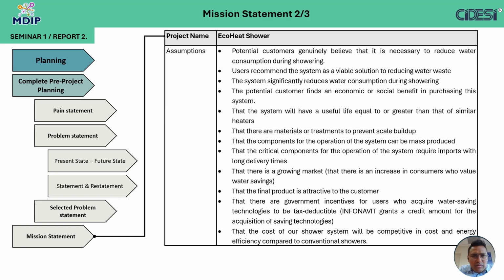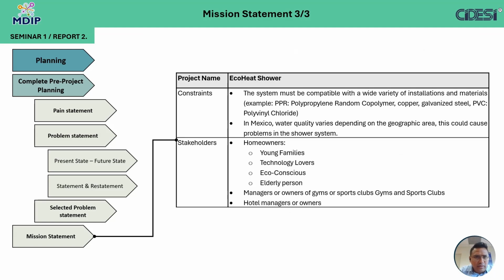In our mission statement, we consider some assumptions. For example, that the system will have a useful life equal to or greater than that of similar heaters, that the components for the operation of the system can be mass-produced, and that potential customers generally believe it's necessary to reduce water consumption during showering, etc. We also show that our main restrictions are the compatibility of the system with existing installations and materials in the showers, and the quality of water that could cause problems in the shower system.